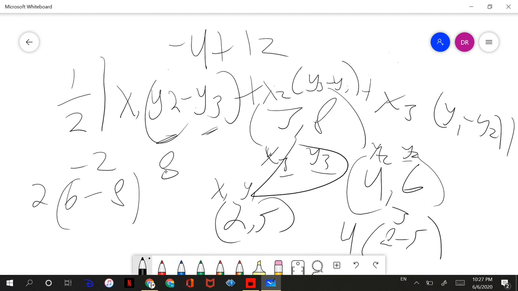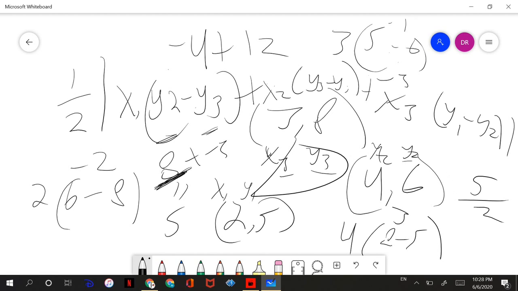Sorry if this is a bit messy. And then added to the third x, which is 3, times the first y, 5, minus the second y, 6. That's -1, so minus 3. So 8 minus 3 gets you 5. And the absolute value of 5 is 5. And then divided by 2, the answer is 2.5.